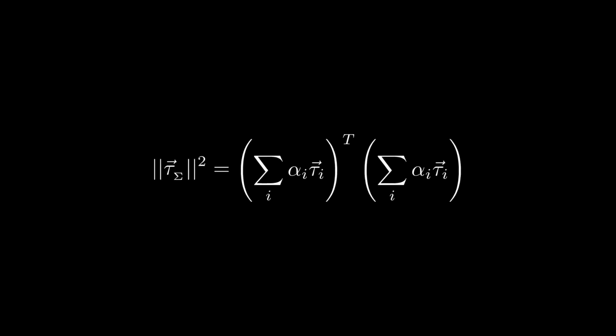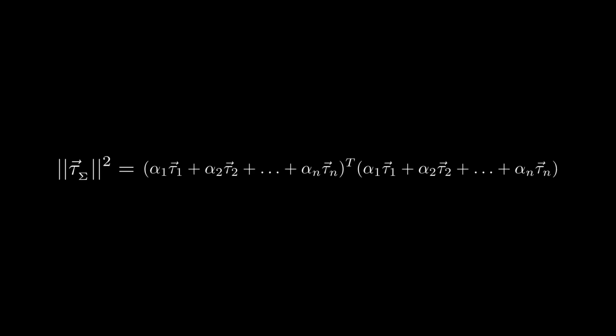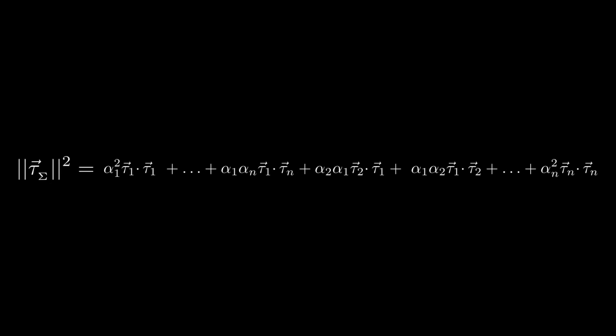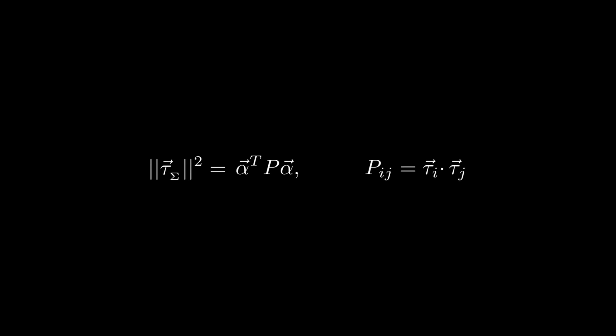Remember, we want to minimize the squared magnitude of this torque vector, which is the dot product of the vector with itself. If we do some algebraic manipulations to this expression, we see that we get an expression that is a quadratic, since the highest power of any of the alphas is 2. Finally, we rewrite the expression in vector form. Here, P is a matrix where the value at row I in column J can be computed using the expression on the right. With that, we now have the function that we want to minimize written as a quadratic.